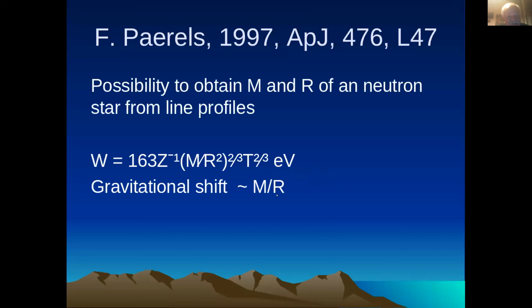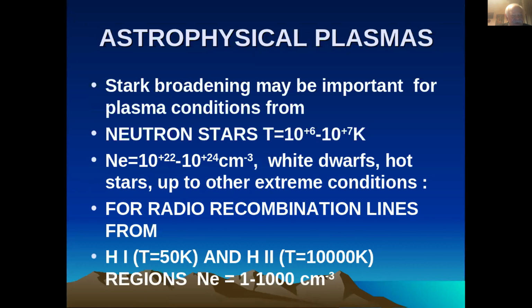For example, Pérez in a work from 97 worked on a possibility to obtain mass and radius of a neutron star from line profiles, because line profile depends on the ratio of mass and radius and also on gravitational shift, so that with two measurements you can obtain such data with a high resolution instrument.